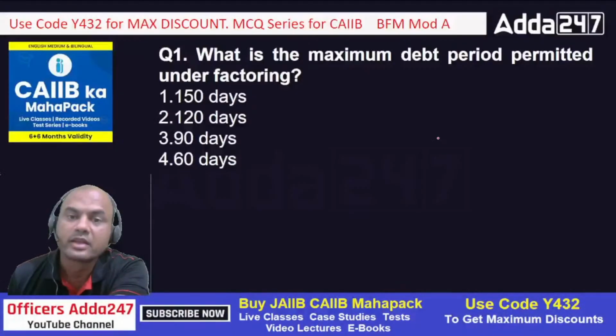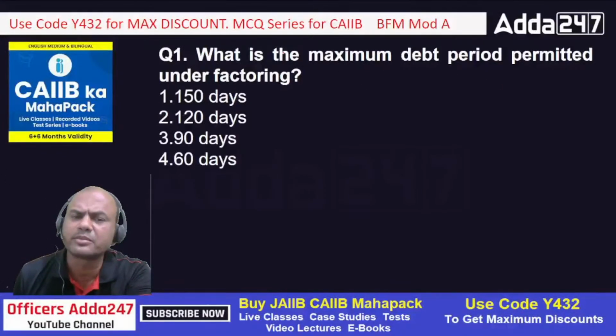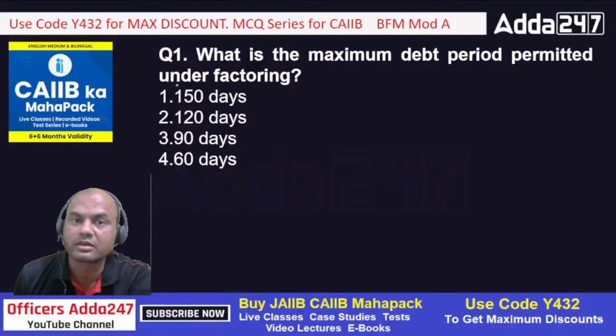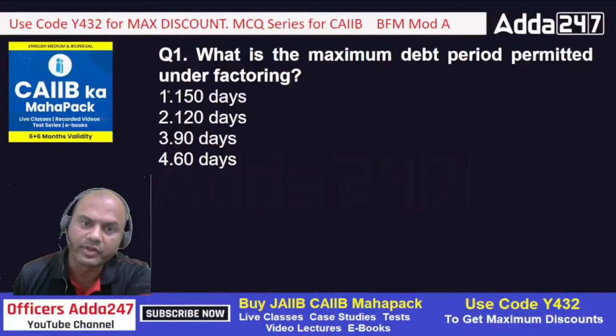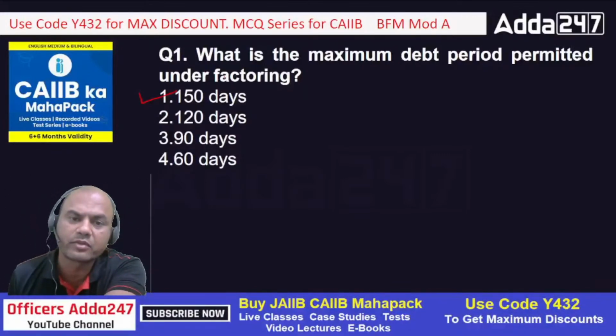Now let's come to the question time. What is the maximum debt period permitted under factoring? Maximum debt period. So it is 150, 120, 90, 60. Maximum debt period means for how much time can we finance the customer? Type fast. Okay, it is correct. 150. 150 days is the maximum debt period allowed under factoring.